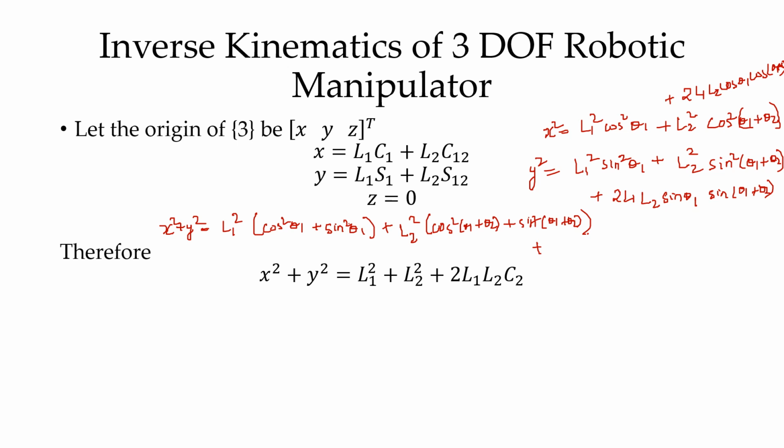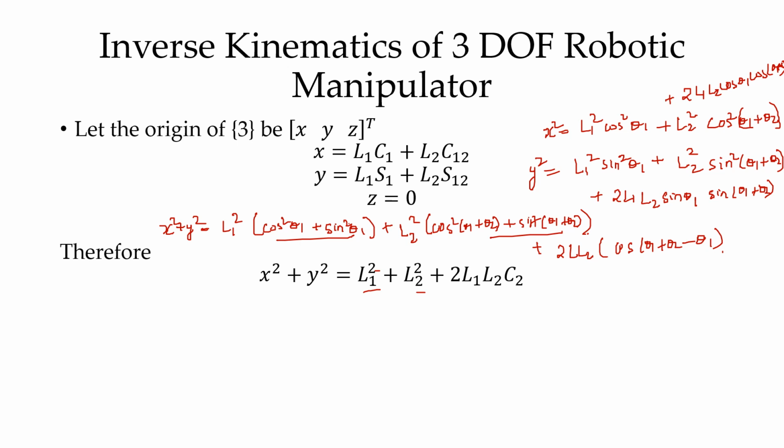2 L1 L2 common, into cos theta 1 cos of theta 1 plus theta 2 plus sin theta 1 sin of theta 1 plus theta 2, basically cos A cos B plus sin A sin B. So we can simplify it as cos of theta 1 plus theta 2 minus theta 1. This is equal to 1, this is equal to 1, and this will give us L1 square plus L2 square plus 2 L1 L2 cos theta 2.